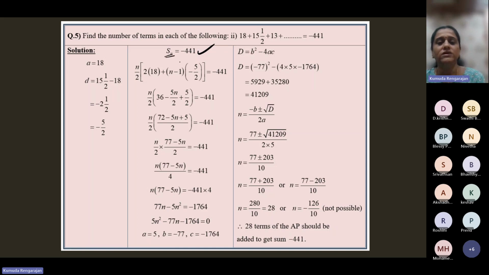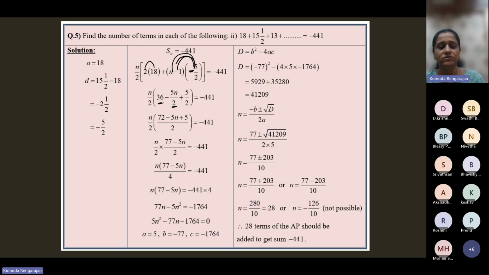So what's the formula? Sn is n by 2 of 2a plus n minus 1 into d. 2 into a is 36. N we don't know, we have to find n. D is minus 5 by 2. So 2 into 18, 36. Multiply minus 5 by 2 with n, and then multiply minus 5 by 2 with minus 1. So you get minus 5n by 2 and minus into minus plus 5 by 2.